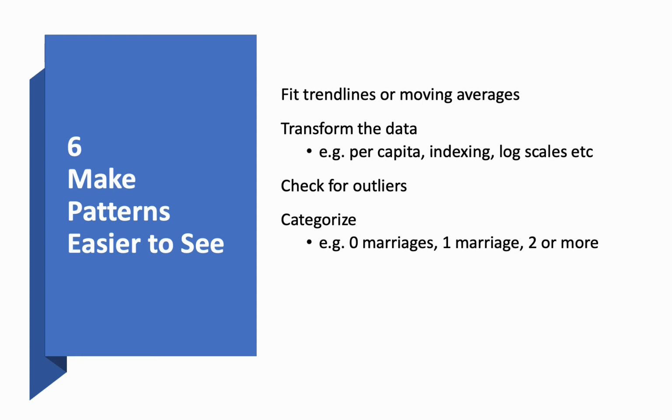When we're working with behavioural data, you want to make the patterns easier to see. The biggest problem in many ways with behavioural data is you've got too much data. It is too granular. It's about too many people and too many situations. So transform the data. Look at it per person, or index it, or maybe you want to use log scales to make the data stand out better. You want to check for outliers. Is there some data in there which really shouldn't be in that case?